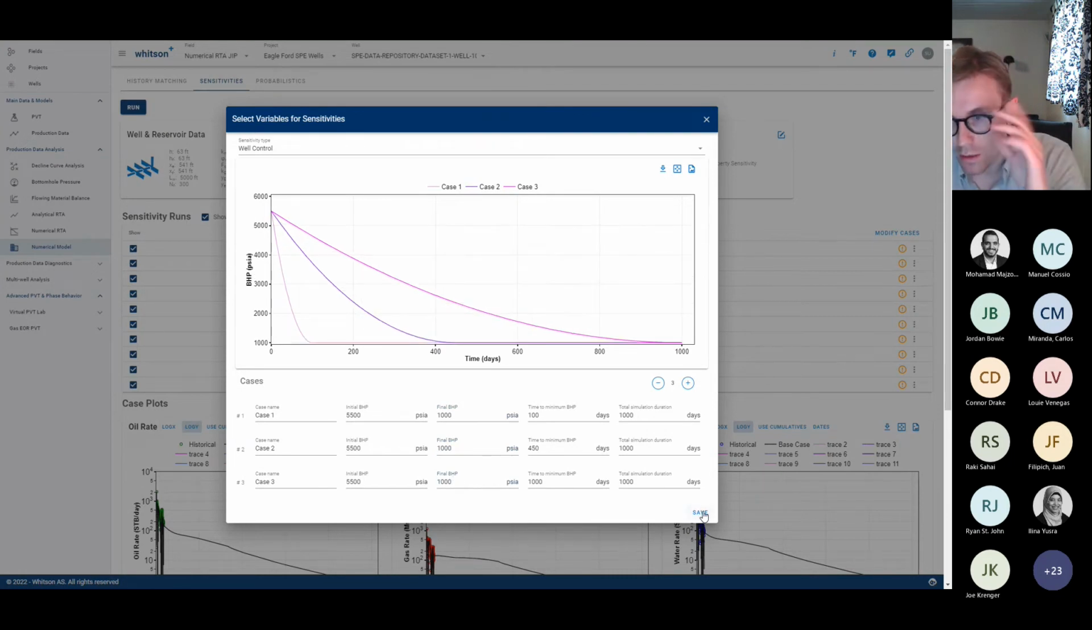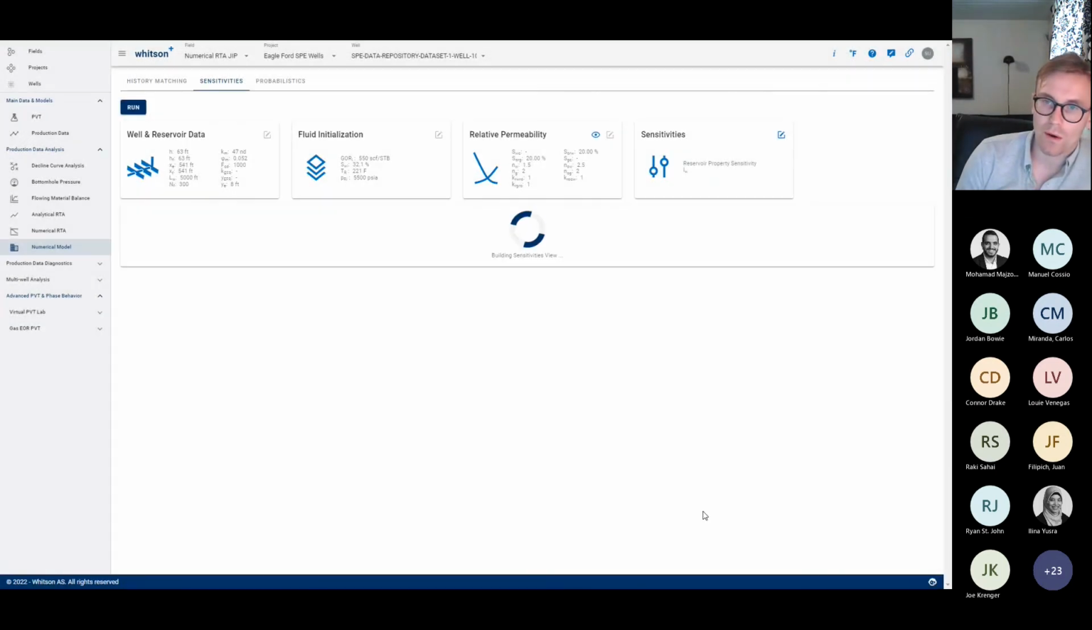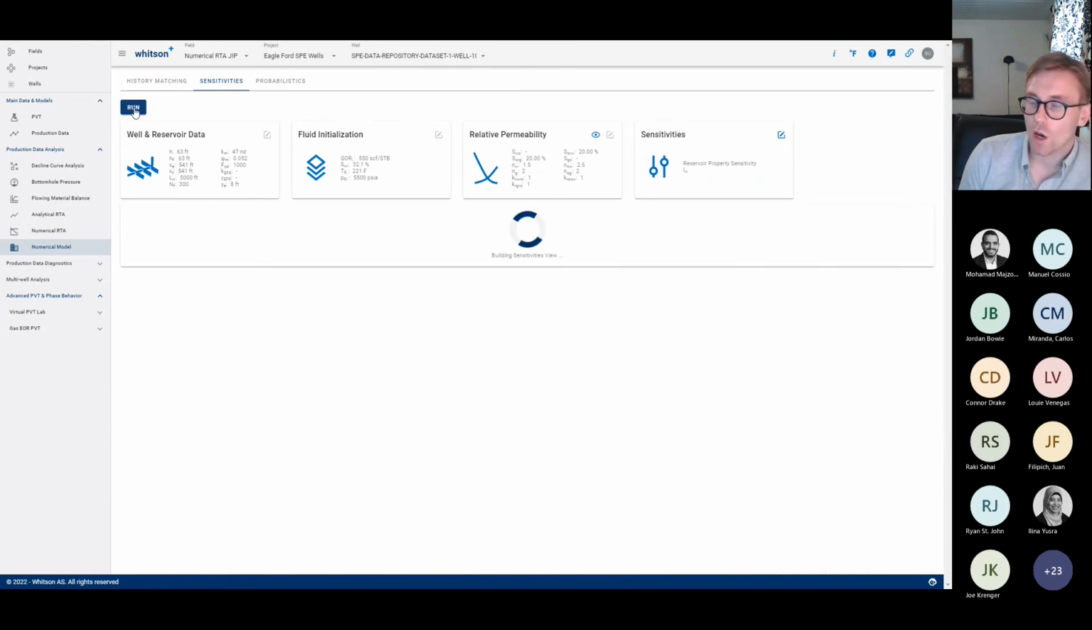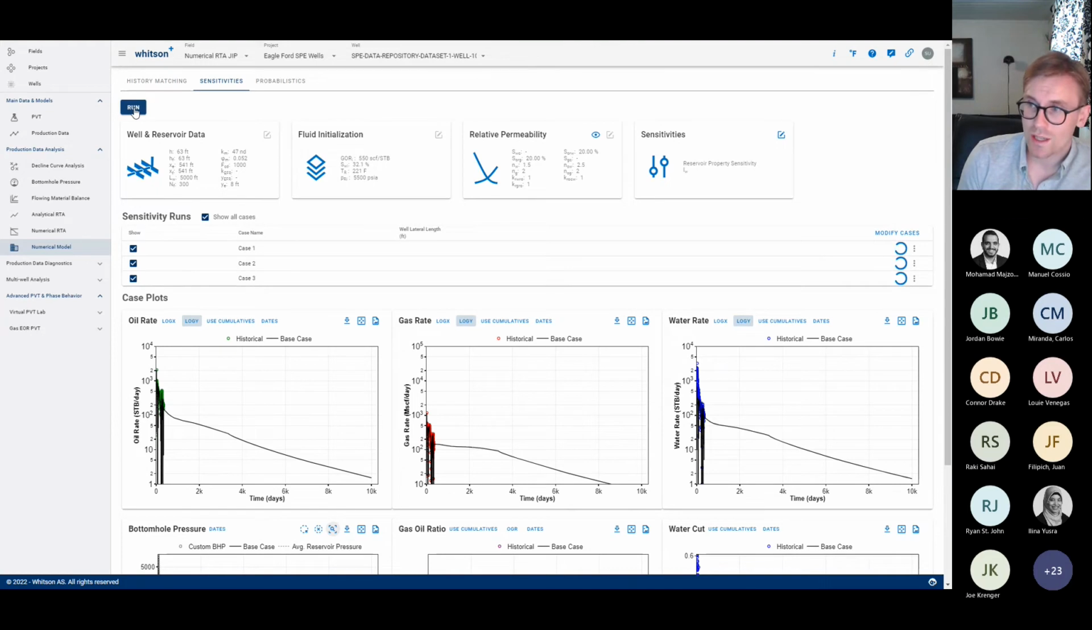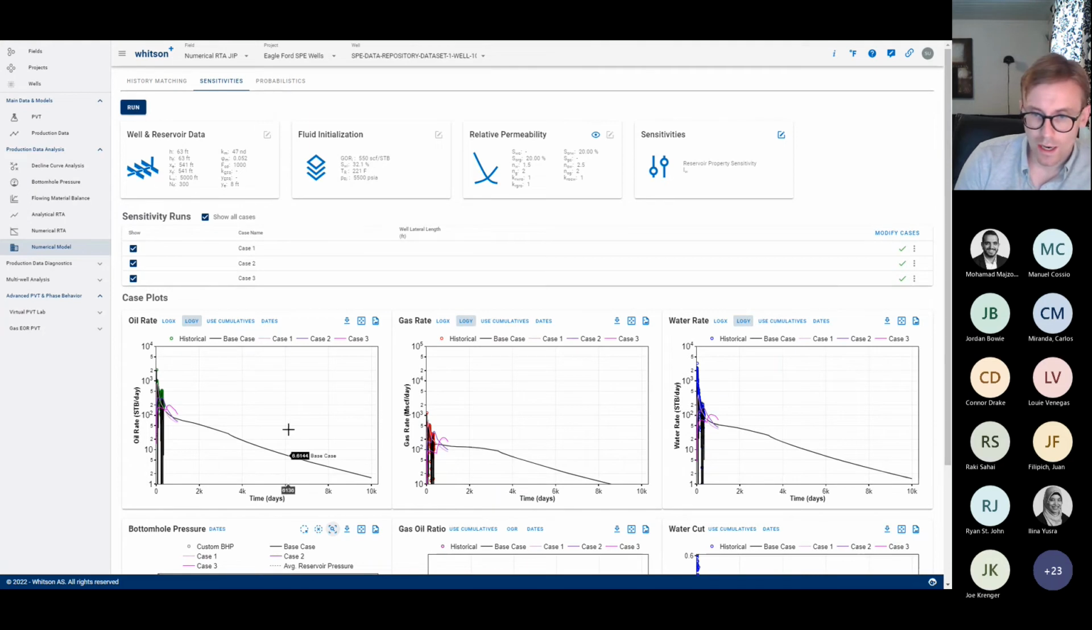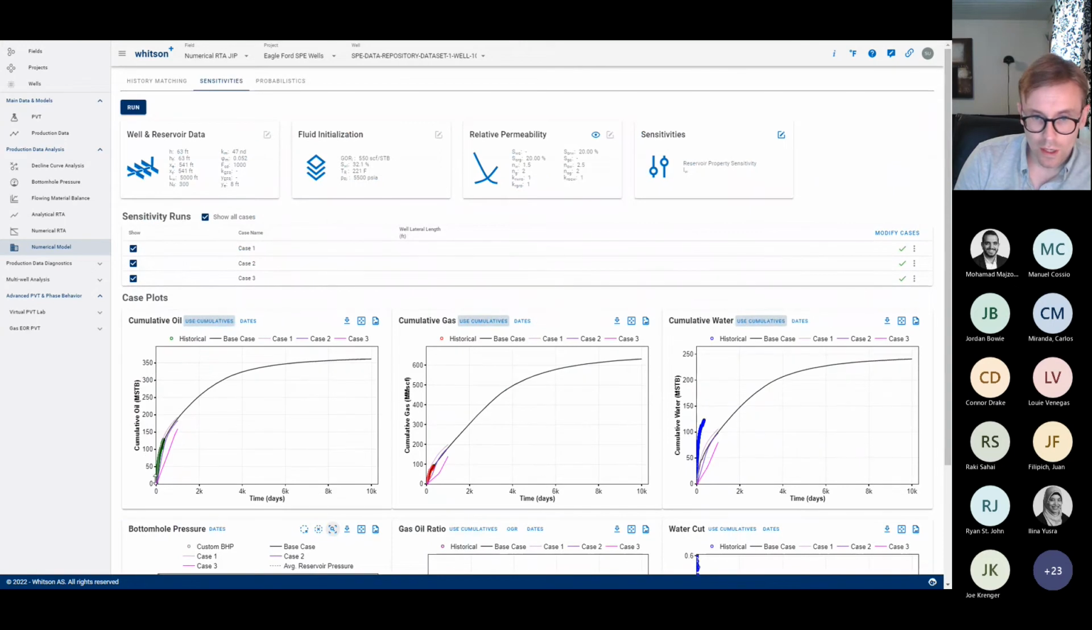So this is an example here. I've defined 3 different cases, and I can save those and then run them in a bulk manner as well. Here I can compare these 3 after 1,000 days. After 1,000 days, we haven't reached boundary dominated flow for these 3 cases. So I'll be surprised if we see the same EURs, but we can take a look at the cubes.